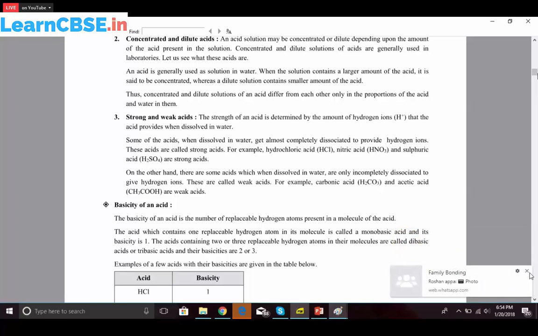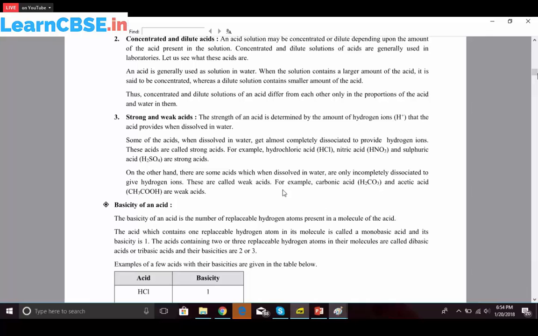So this we call a strong acid. Weak acid means, suppose we are taking 100 molecules of the acid, and only 10 molecules of the acid dissociate into H plus. So that we call a weak acid. The remaining 90 percent exist as the acid.